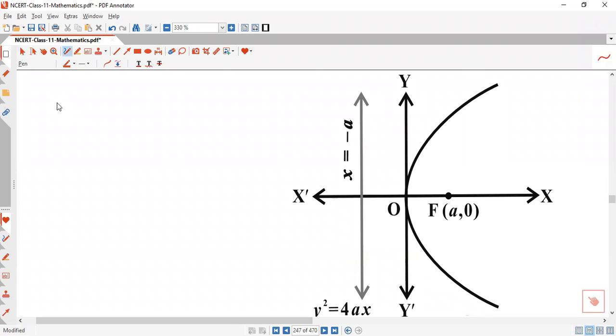Now we are talking about the equation of normals. Equation of normal. First, look here: what is a normal? Let's say you have a tangent at any point. I will draw a tangent.